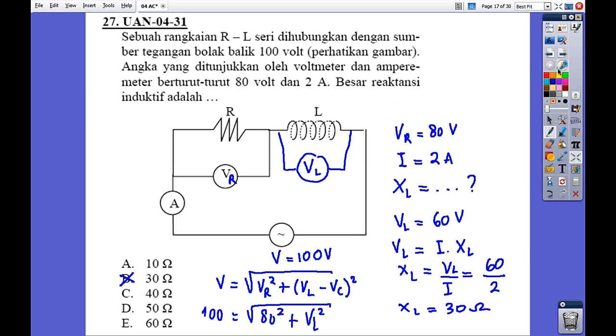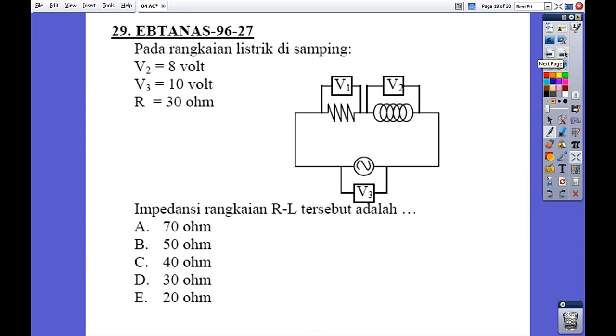Okay, now the second question. Please look at the figure below. V1 is the voltage across the resistor, V2 is the voltage across the inductor, and V3 is the source voltage. Here V2 and V3 are given. It is being asked, what is the impedance? Impedance is Z.